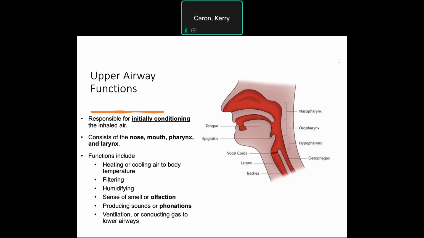It also has to do with making sound or voice and producing sounds or phonations. And then ventilation, that gross movement of air into the lower airways.